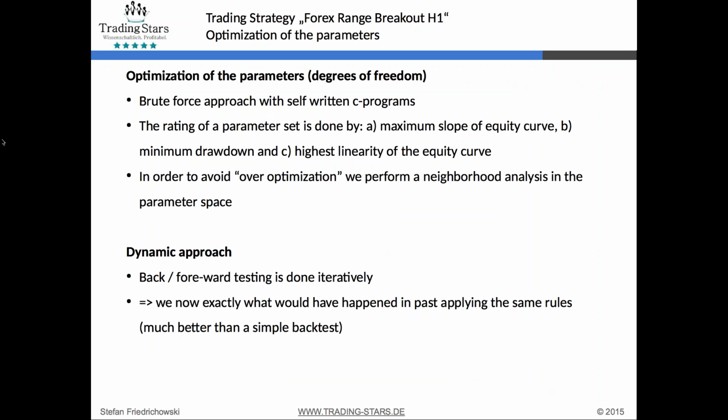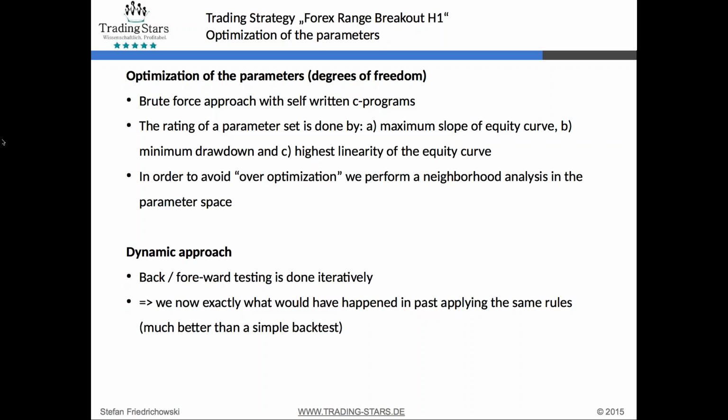How do we derive those parameters? The simple answer is we have self-written C programs, and our approach is quite brute force-like. That means all kinds of combinations of start times, end times, take profit multipliers, and minimum ranges are taken into account, and we try to find the best one we can get. And what we optimize here is in total 3 parameters.